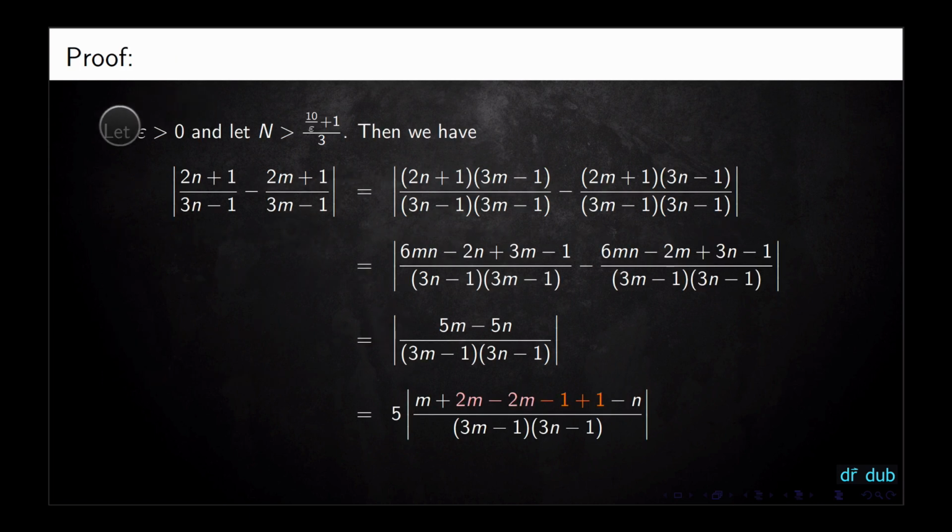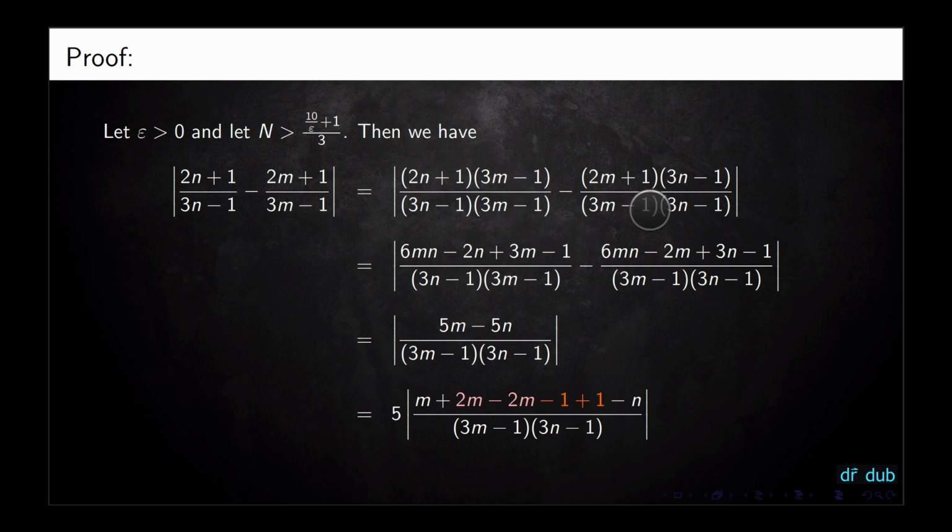So you say let epsilon be greater than 0 and let capital N be greater than this number. I can guarantee capital N exists by the Archimedean property. The Archimedean property tells me for any real number, in particular 10 over epsilon plus 1 over 3, I can find a natural number larger than that real number. So after that, we basically just go through and we say, okay, a_n minus a_m, just write it out, and then go through the exact same steps we had before.